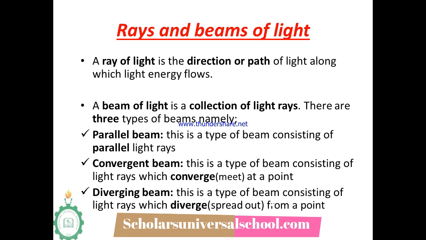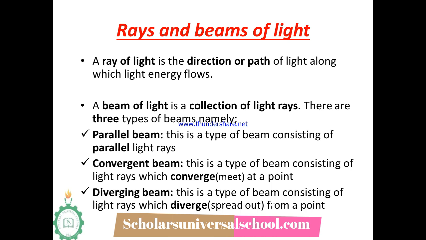Move to rays and beam of light. Now, what is a ray of light? A ray of light is the direction or path along which light energy flows. A ray of light shows the direction which light passes through. Do you understand me now? Now, we have what we call a beam of light. A beam of light is known as a collection of light rays. Remember, a ray of light is just one. But when you now have multiple of those rays of light, you now have what?